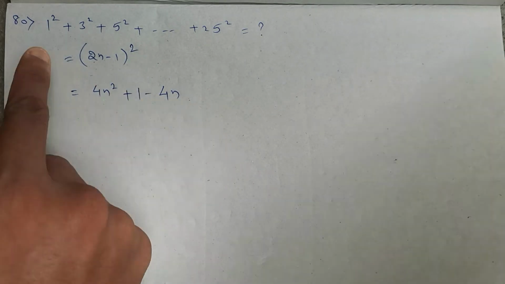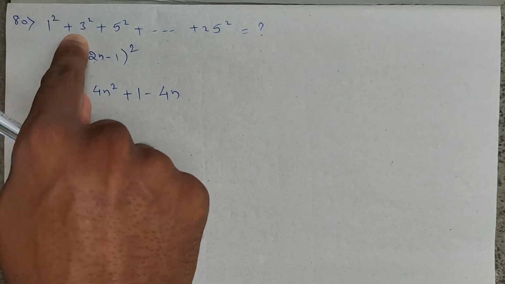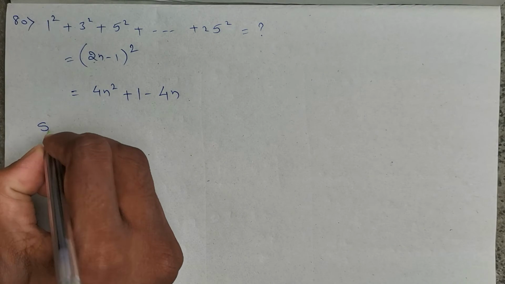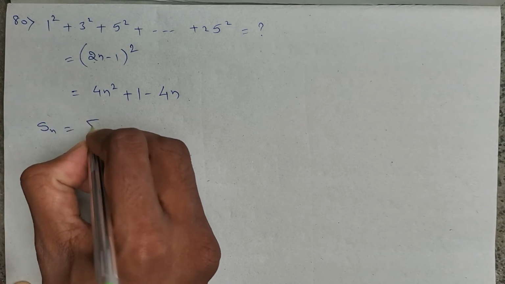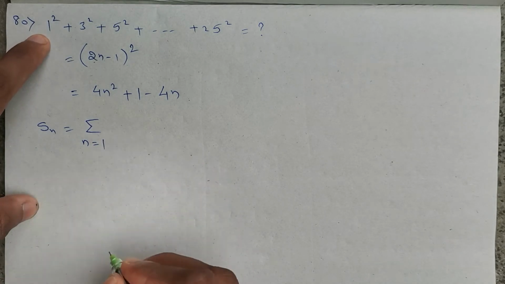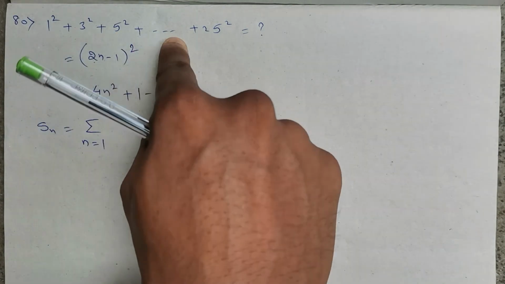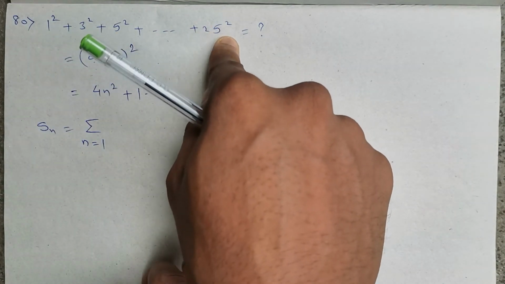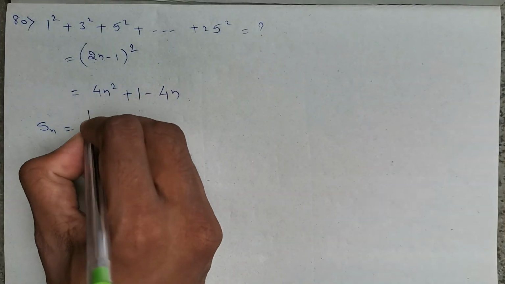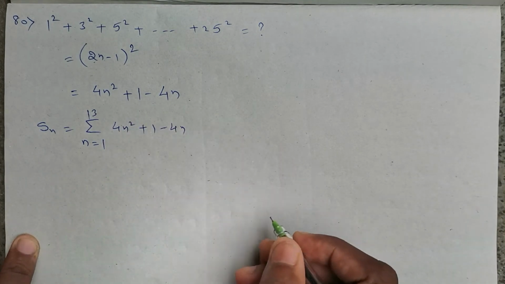But this is for only a single term, either first term or second term or third term only. But how will we get till 25? Just apply summation or sigma. Yes, n is equal to sigma, n starting from 1 onwards till where? 1, 3, 5, 7, 9, 11, 13, 15, 17, 19, 21, 23, 25. So how many numbers are covered? 13 odd numbers. So 13. Now write this general term, that is 4n square plus 1 minus 4n.